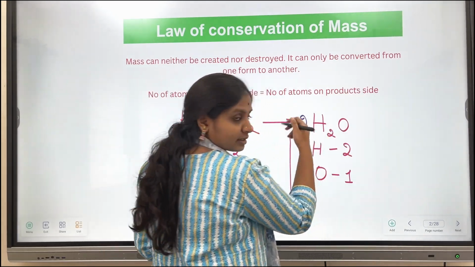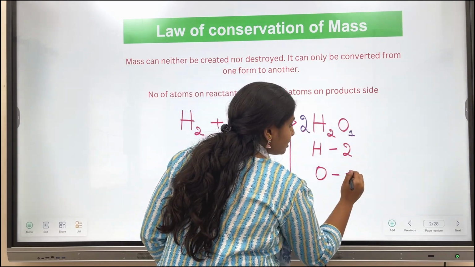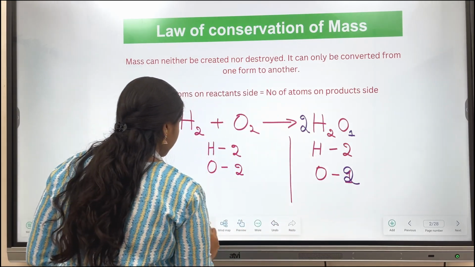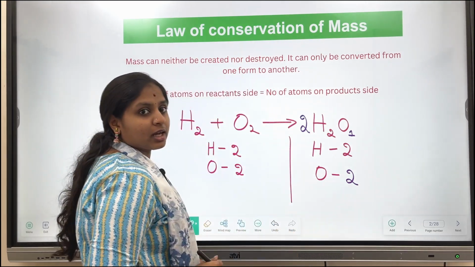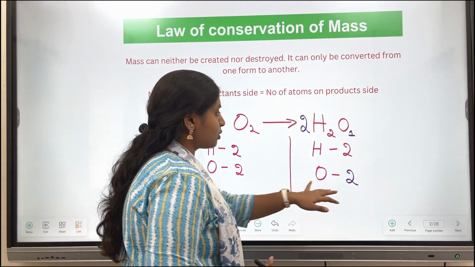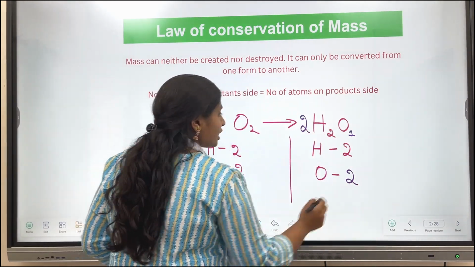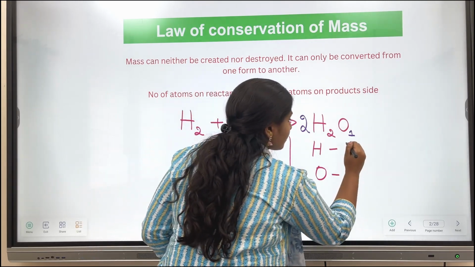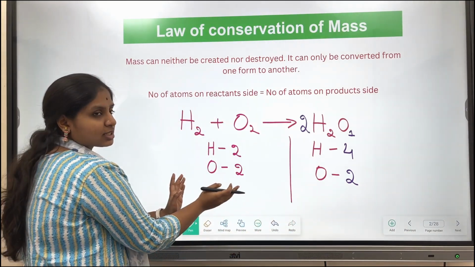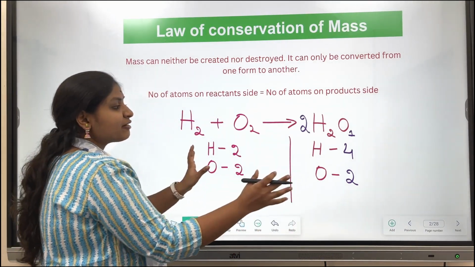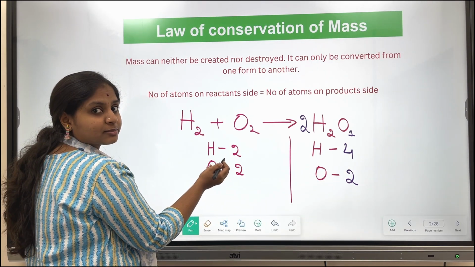How? When I multiply 2 here, when nothing is written, it means 1. That is 2 times 1. The number of oxygen atoms became 2. Now since the number of oxygen atoms became 2, even hydrogen atoms will increase because I have multiplied here. So 2 times 2, hydrogen atoms became 4. So oxygen atoms is 2 here, oxygen atoms is 2. Oxygen got balanced. But if you see here, hydrogen is not balanced. Hydrogen is 4 here, but hydrogen is only 2 atoms on the reactant side.